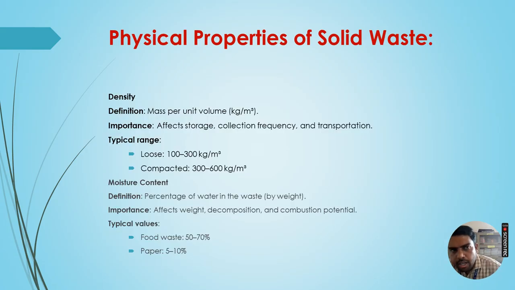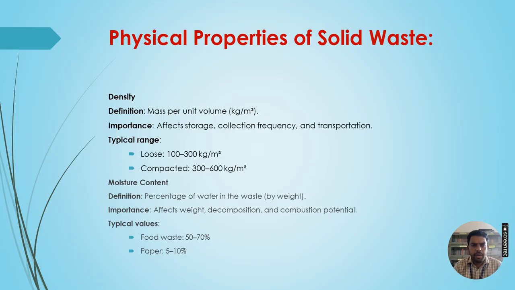The next one, now coming to the properties of density. What does density mean? Already bulk density: what is the range of the bulk density? 100 to 300 kg per meter cube. And the compacted density is 300 to 600 kg per meter cube. The difference between loose and compacted is that in the loose stage, air voids are present in that particular matter, but in the compacted stage, the air voids or any air gaps are totally minimized.